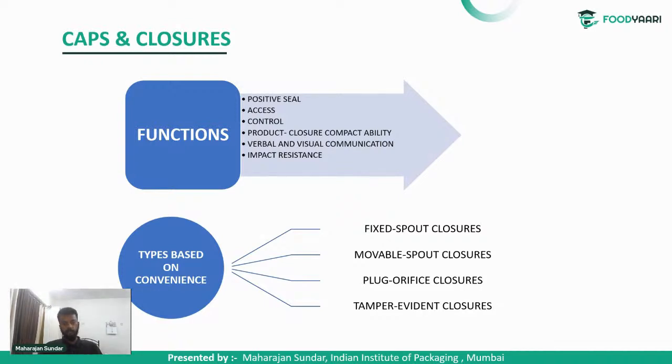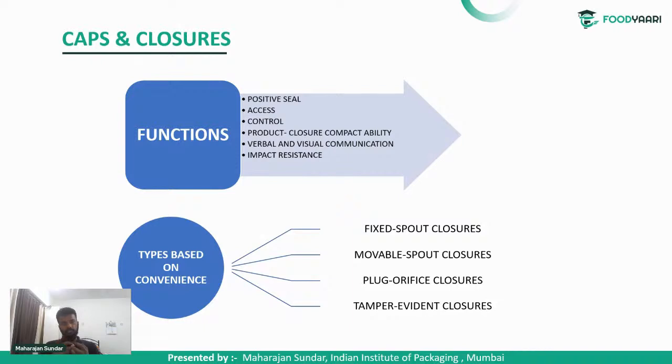Product closure compatibility should also be seen. For laminates, we can't give such a closure, and for a glass bottle we can't give an unsuitable plastic closure. Okay. And it might also be used in verbal and visual communication. It should also have impact resistance in this sense.